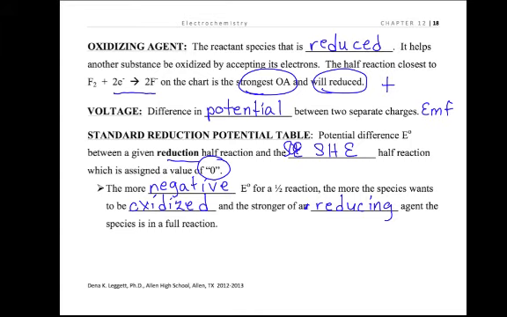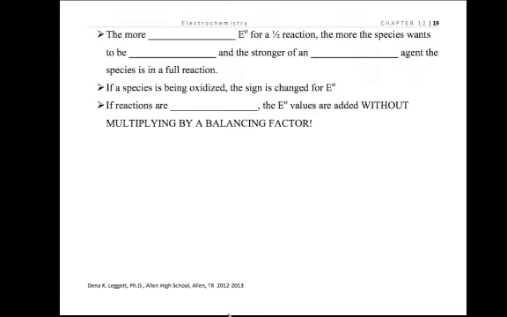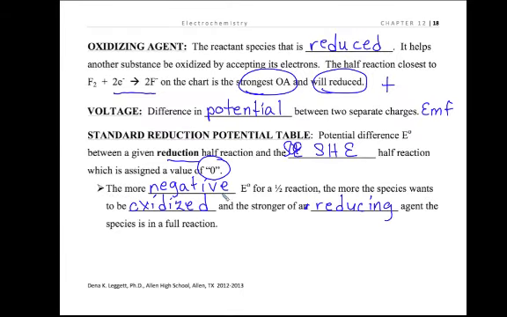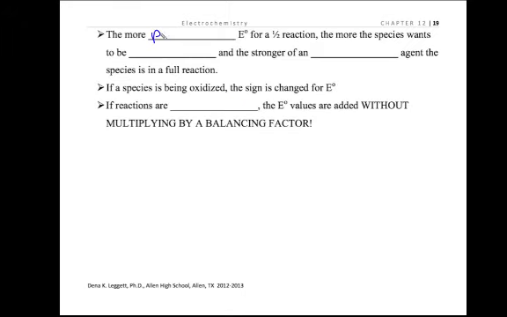Okay, so a couple more, and then we'll sign off for this video. Did I do these? Sorry. The more negative, the half reaction. So let's do the positive. The more positive it is, the more the species wants to be reduced, and the stronger of an oxidizing agent.